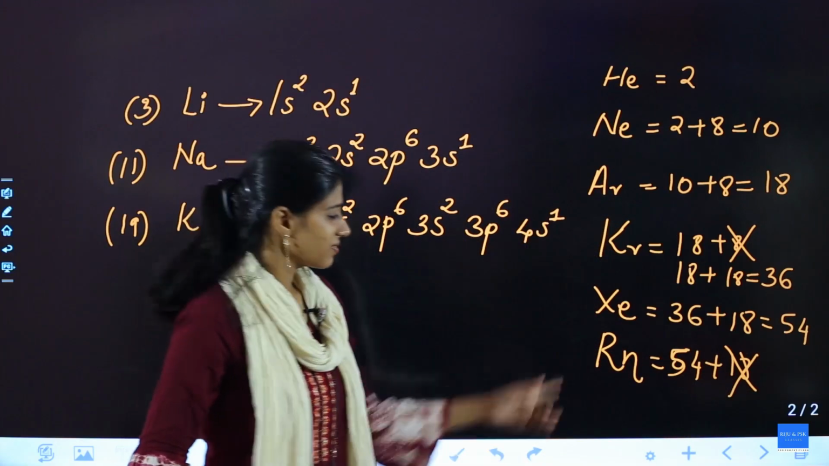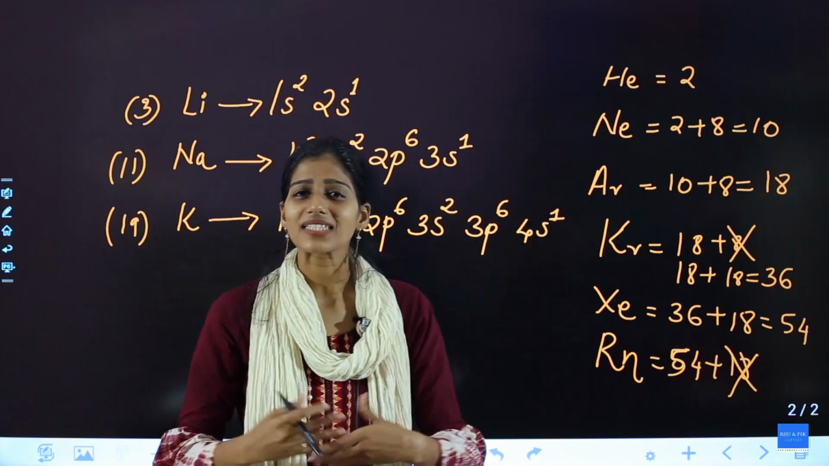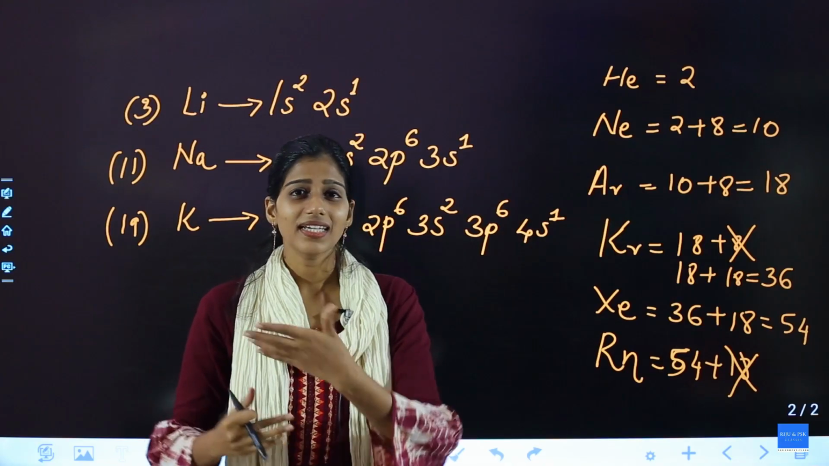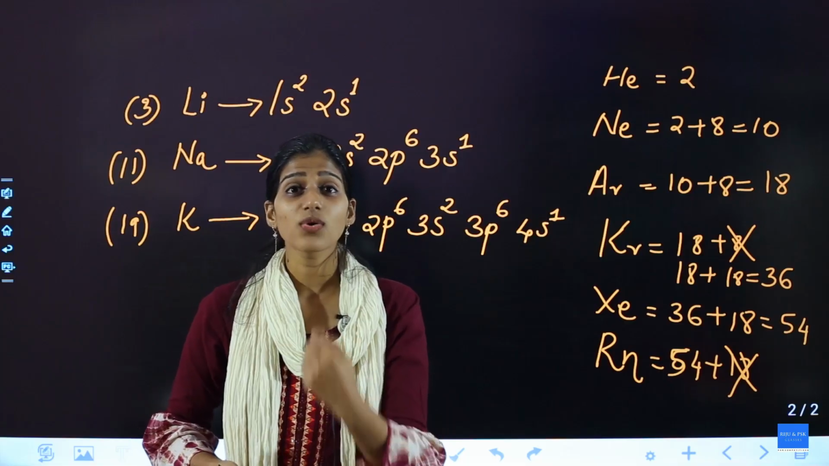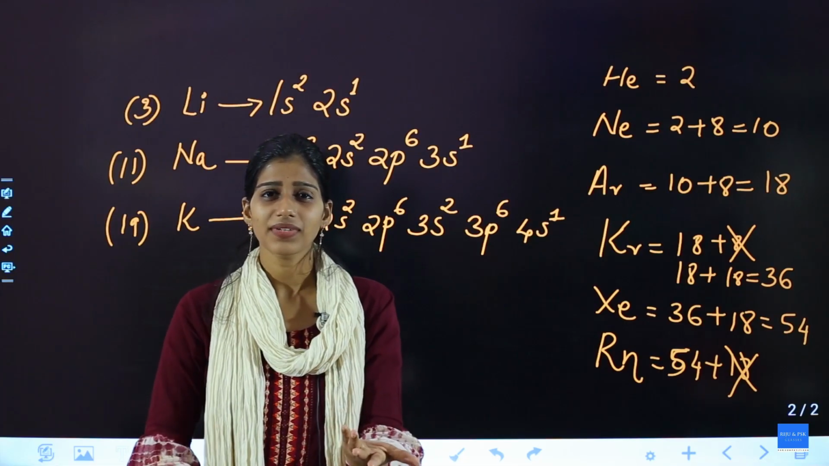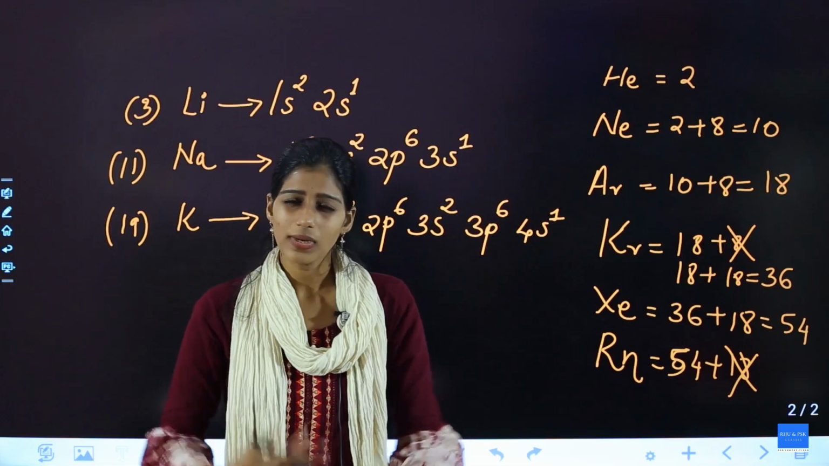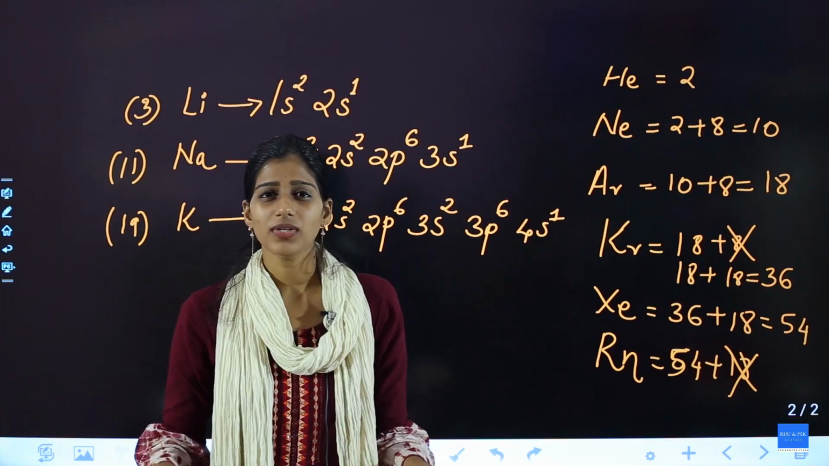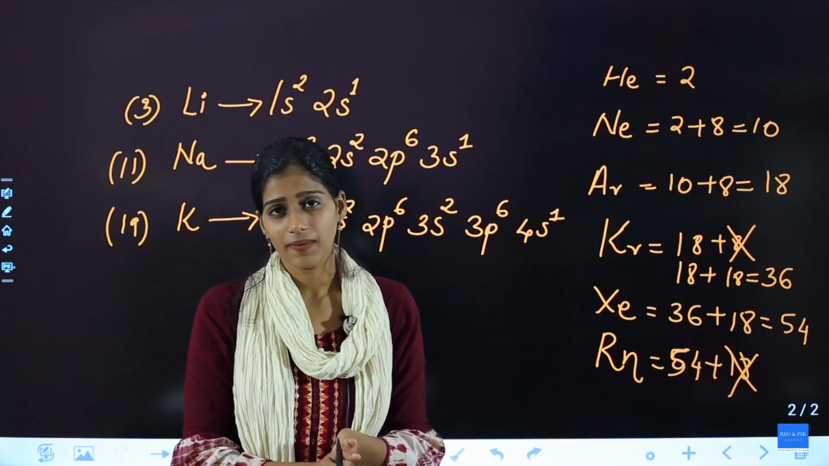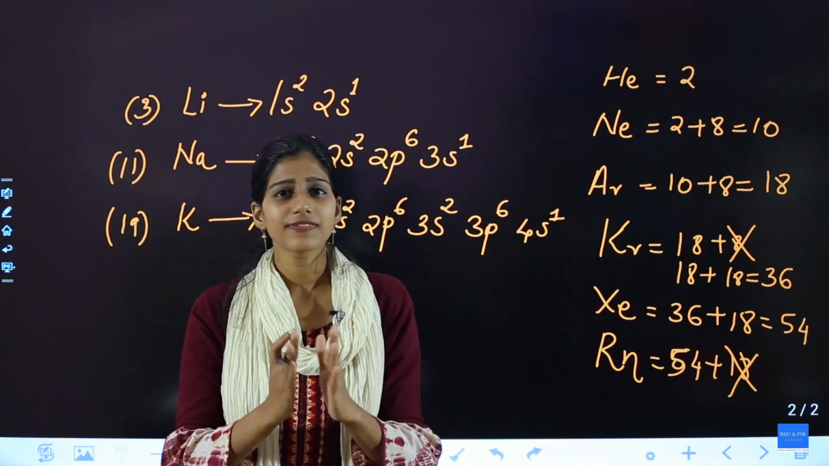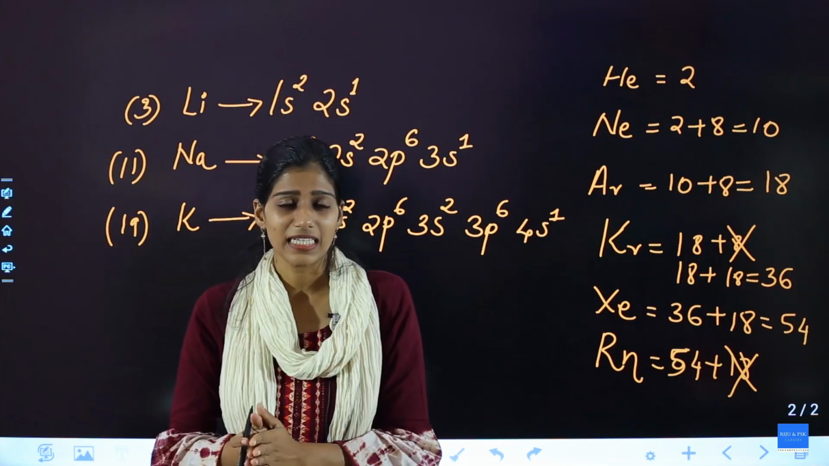Because when you consider radon, it belongs to 6th period. You know that in 6th and 7th period you have lanthanoids and actinoids, right. Even though they are placed at the bottom of the periodic table, they actually belong to 6th and 7th period, because they come after lanthanum and actinium.